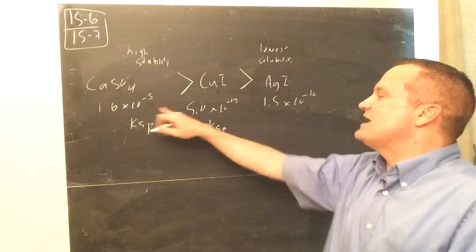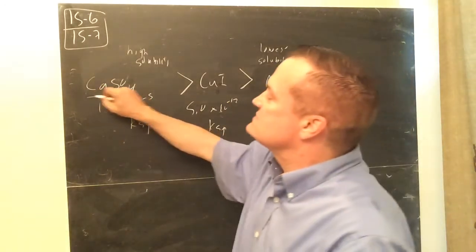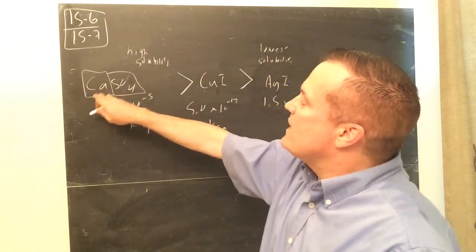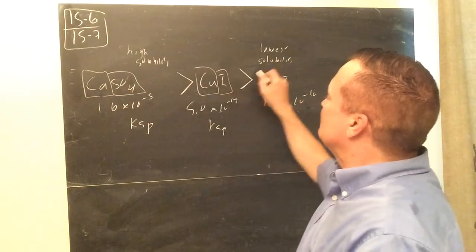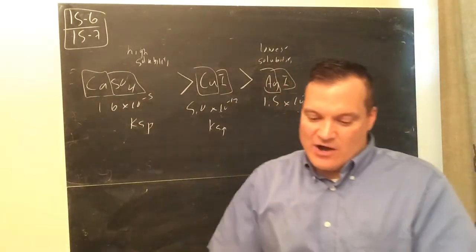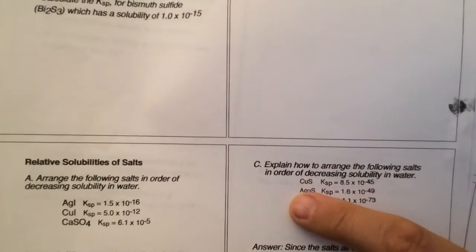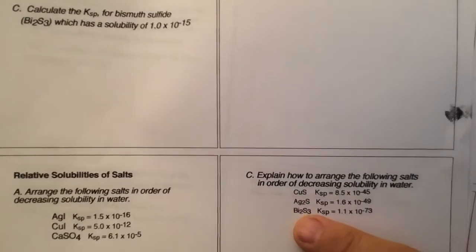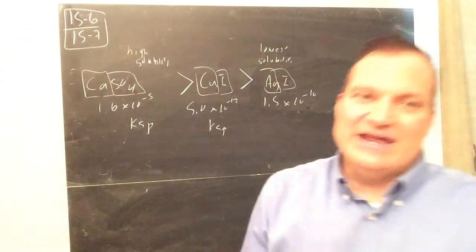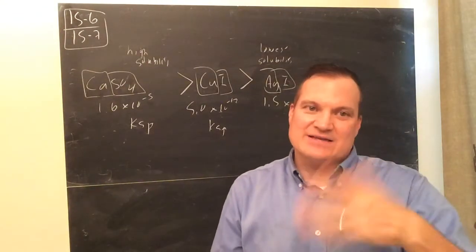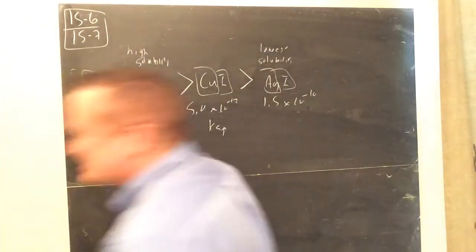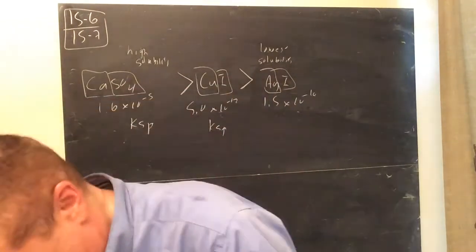You can only trust the Ksp value if you have the same number of ions in each formula, like one positive, one negative, one positive, one negative, one positive, one negative. Because if you don't, like on letter C, what if you have two positives and one negative, or two positives and three negatives? What do you do then? Then you have to do an ICE box and solve for X, the solubility. You have to do a long X box for them. ICE box, okay, for all of them.